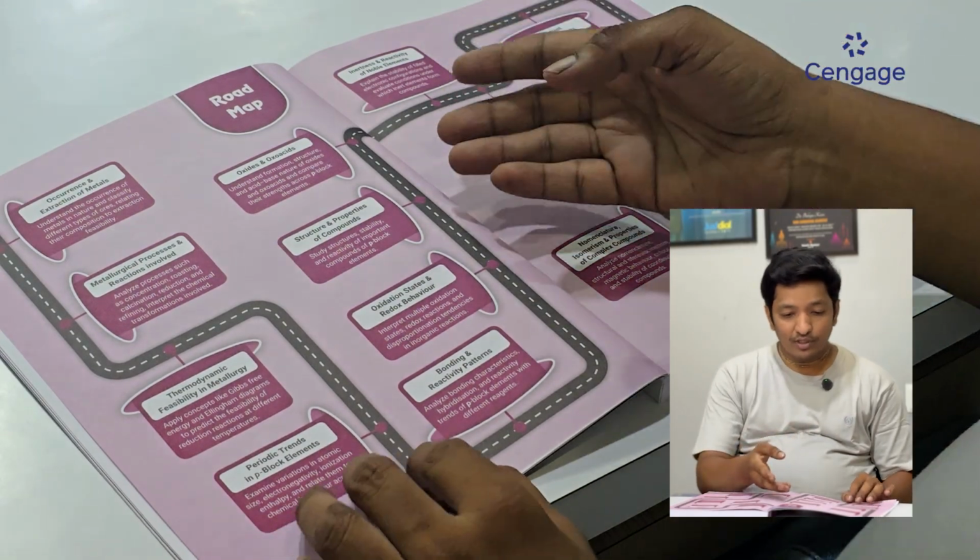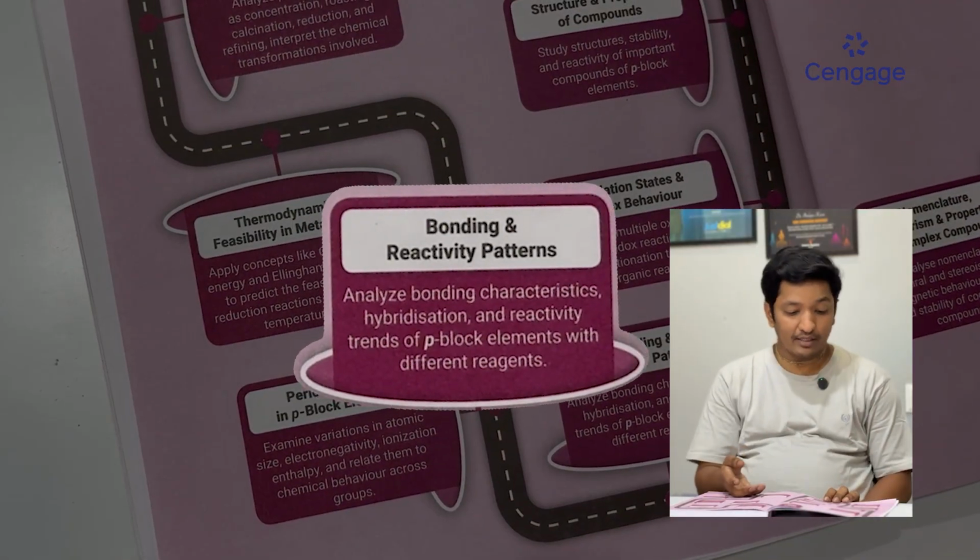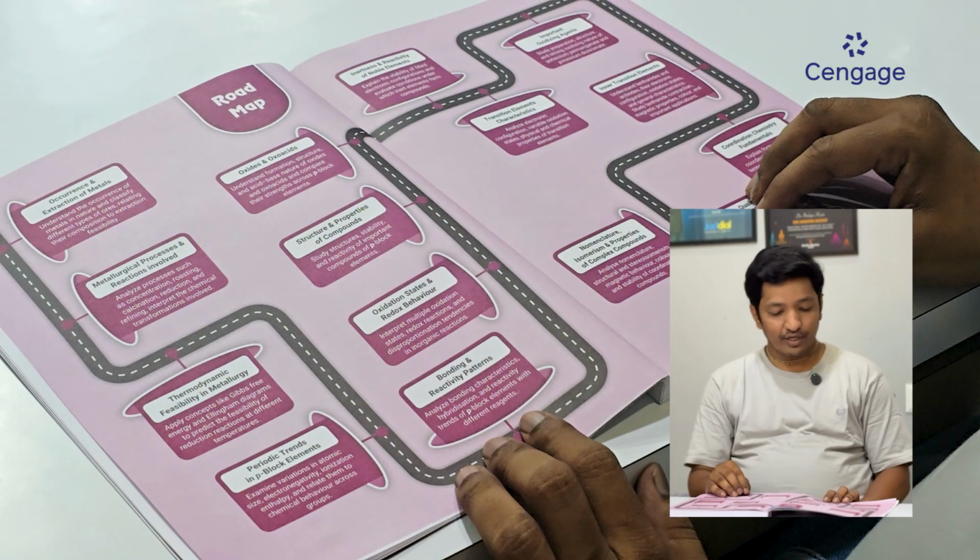And then we'll move on to the bonding and reactivity patterns: how they react, what kind of bonds they form, covalent bonds, ionic bonds. Of course, ionic is very difficult when it comes to the P block because most of them are non-metals and metalloids, so they form covalent bonds and few can form ionic bonds. And what kind of reactivity all these elements will be showing.